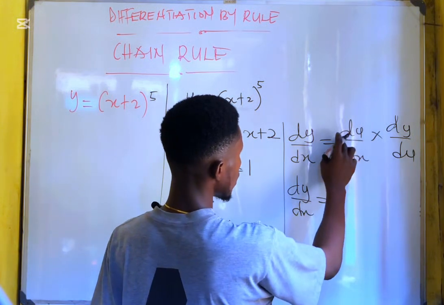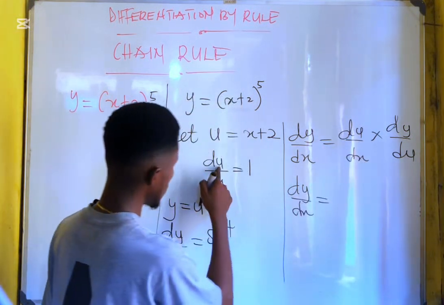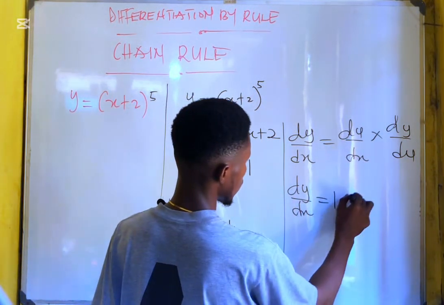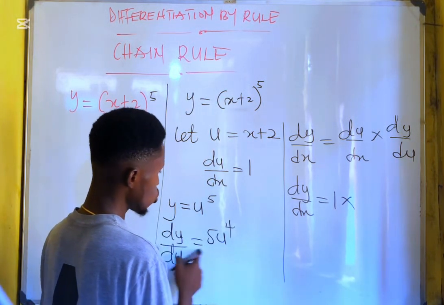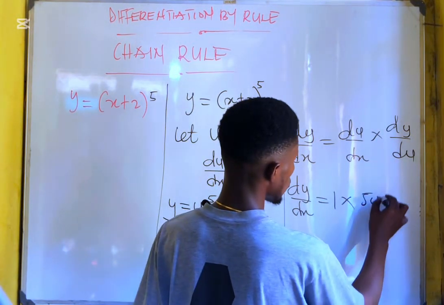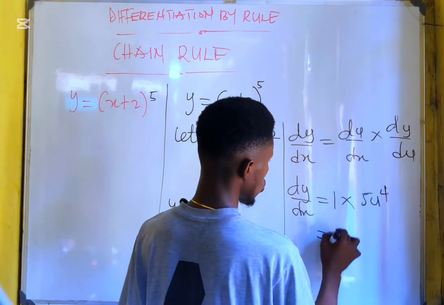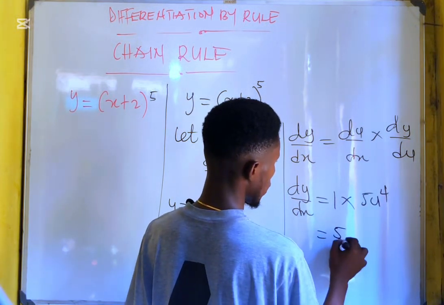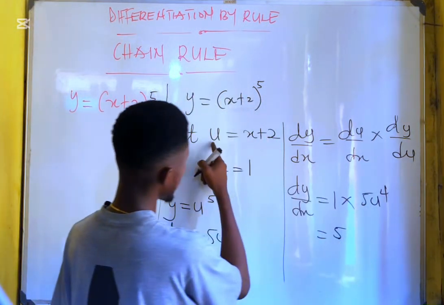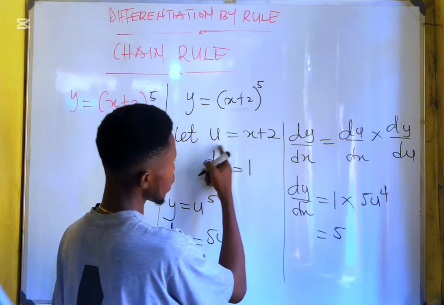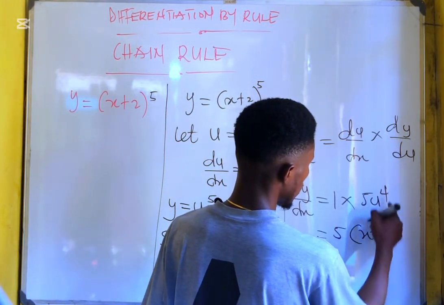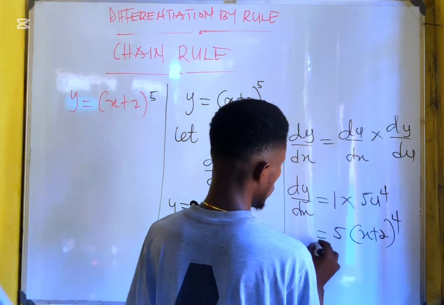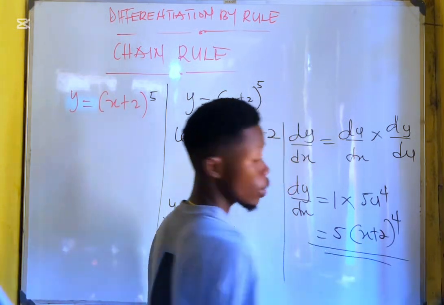my dy/dx will be, now du/dx is 1, times dy/du, which is 5u to the power 4. So 1 times 5 is 5. Now this u was what? x plus 2. So let's replace the u by x plus 2. Remember there is power 4 there. So that will be the answer to the question.